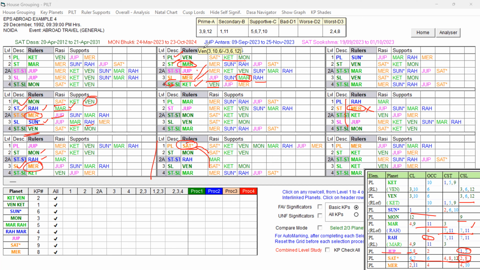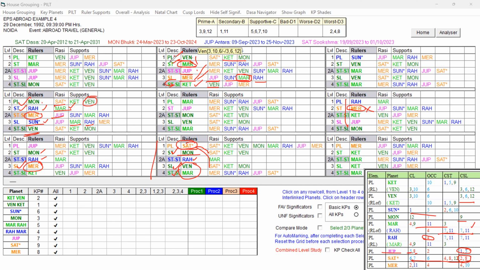But you can see that the star level planet is Moon, the 2A level is Rahu, and the sub level is Venus and Mars. So you can see Venus is the destiny planet, and the Moon is another destiny planet, and Venus and Mars are playing a role, and Moon is also playing a role. So all are playing a role, only the source planet is not good.